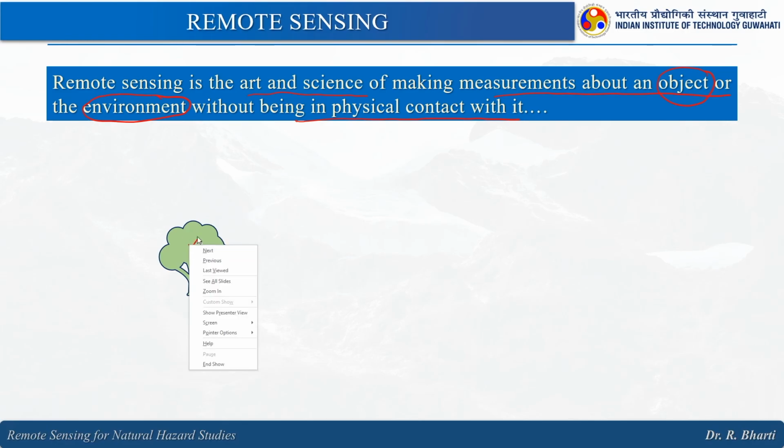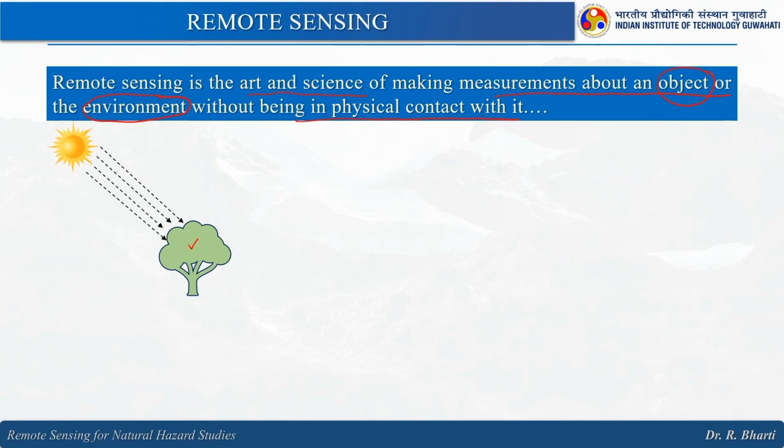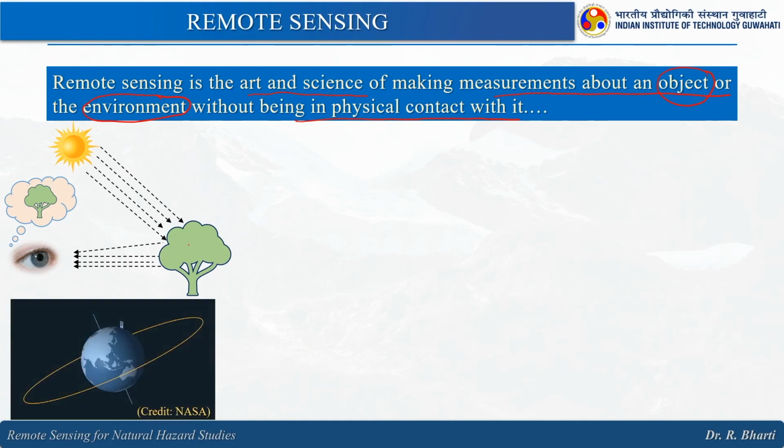When we have an object, how are our eyes able to see it? First the sun illuminates the target, and here you can see the light is falling on this particular object. Then what happens when light falls on this particular object, what happens next? It gets reflected. When it is reflected, our eyes capture those energies, and then our brain recognizes the object. This is how we are able to see a particular object or feature in our surroundings, right?